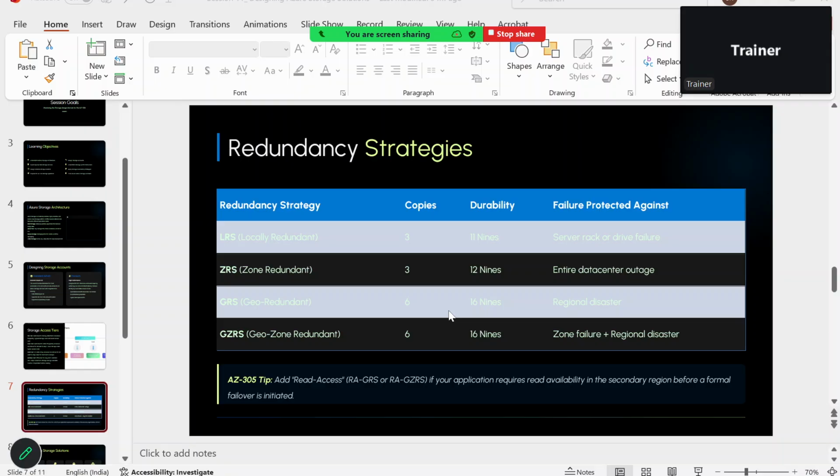Now, Geo Zone Redundant Storage, which is GZRS. One of the most resilient options. It combines ZRS plus geo replication. The primary region has zone 1, zone 2, zone 3, which replicates to the secondary region. Benefits: zone failure protection, region failure protection, enterprise resilience.